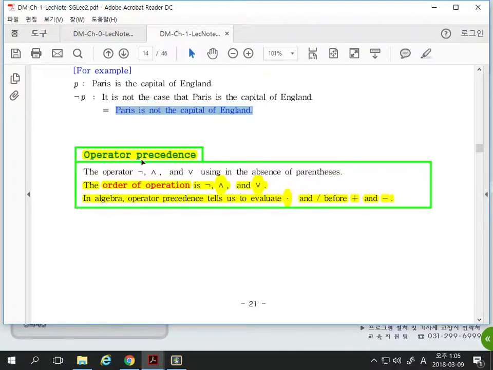And here this is important: operation precedence. This is the order. When you have these notations, not, and, or, then the order of operation is: not is first, and is next, and or is the last. And also when you have the operations, multiplication first, and division is next, and addition is next, and subtraction is the last. So when you have an equation including lots of these notations and symbols, it has the order of operations. So you don't have to make a lot of parentheses if you know this order.